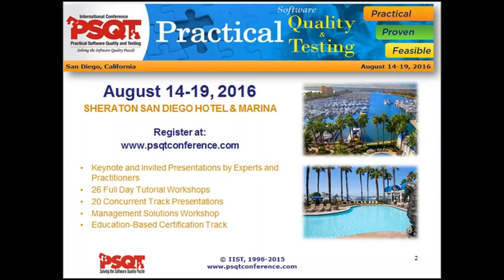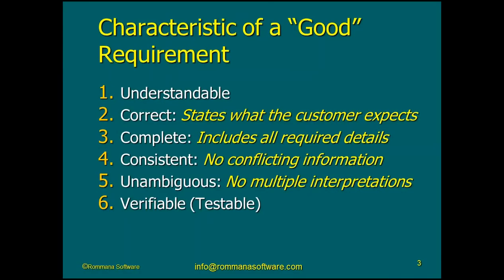Let me start this webinar by presenting what you might already know about the important characteristics of requirements. How would we know that a requirement is good? You might have seen or read some of those characteristics before. The IEEE has a list of about 9 items. In my opinion, in order for a requirement to be testable or verifiable, as I stated here in number 6, it has to be all those 5 things above.